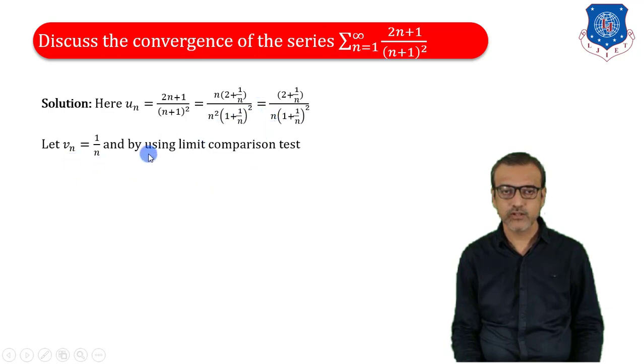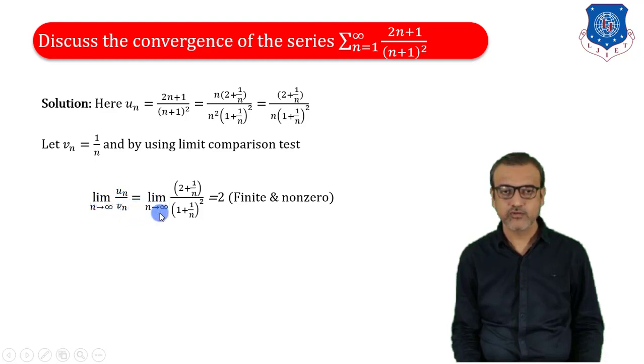So let vn equal 1 upon n, and by using the limit comparison test, the limit as n tends to infinity of un upon vn equals the limit as n tends to infinity of the following. Directly we have written un upon vn. If we divide this un by vn, which is 1 upon n, this n and this n will cancel out, so this is the result. Now as n tends to infinity, 1 upon n tends to 0, so we have 2 plus 0 in the numerator and 1 plus 0 in the denominator, so the result is 2, which is a finite and non-zero value.